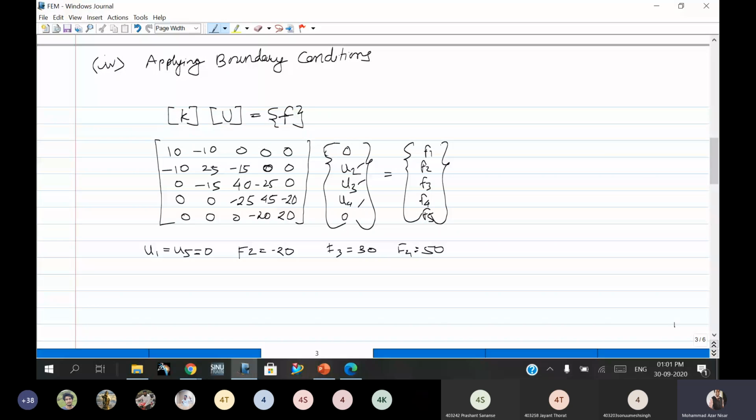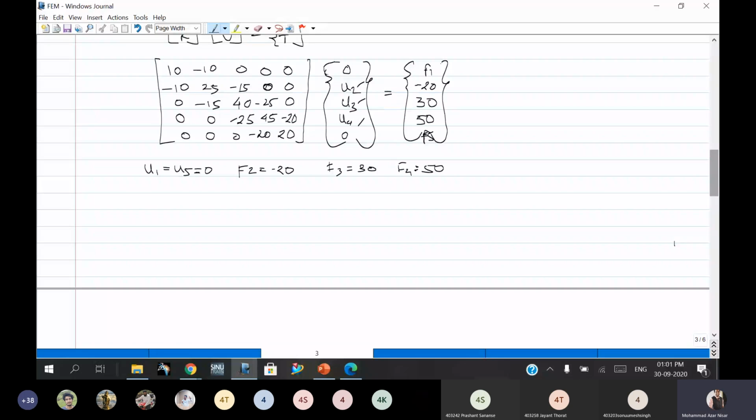And what is this value? F2 is minus 20, and this is 30, and this is 50. Okay, so in this way, we can use this equation, solve this equation. So after solving this, the next step is the elimination method. Okay, elimination method.